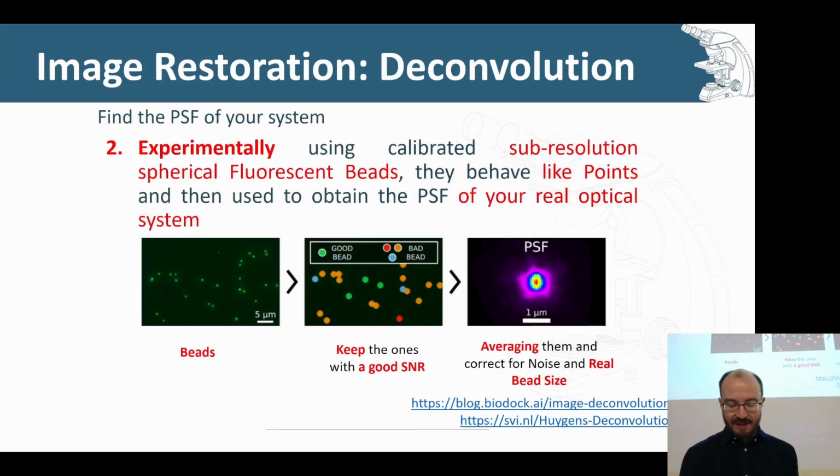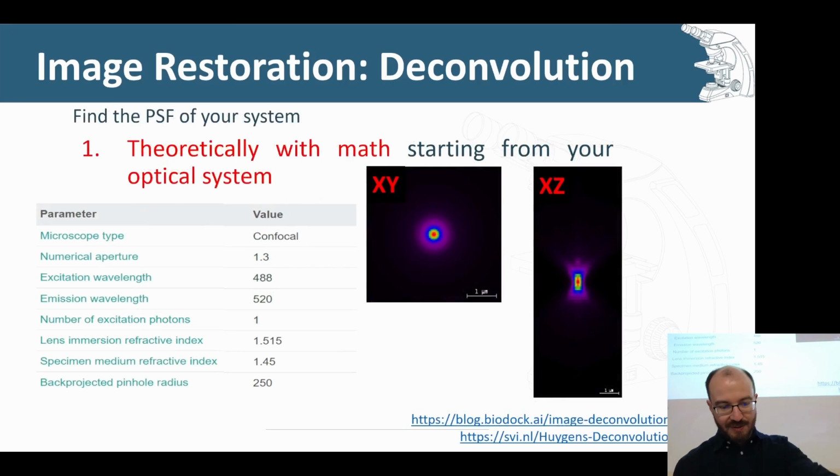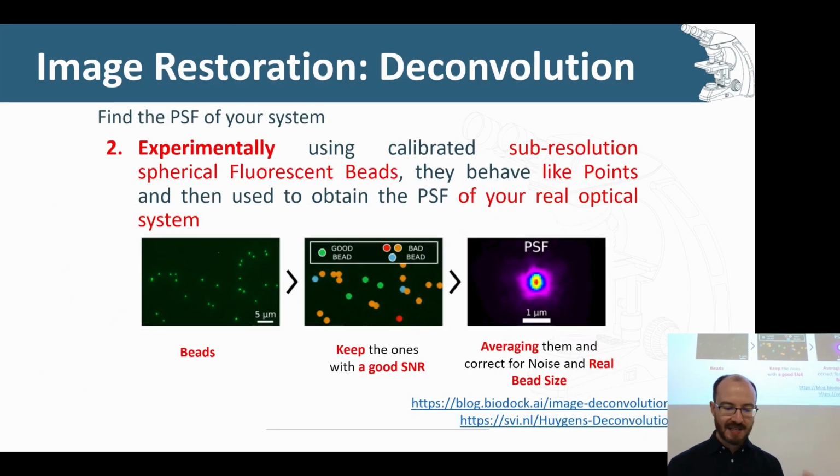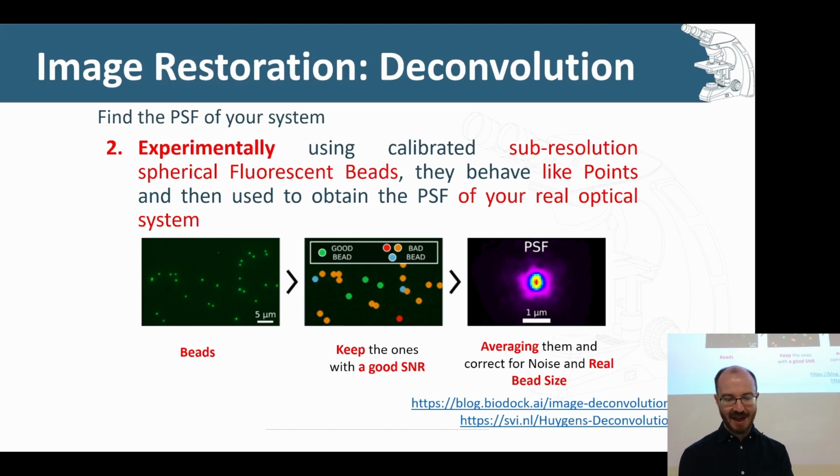So how do we get the point spread function? The one is theoretical, through math. I'll get a little bit more into that just now. The other one is where we actually put these point sources in our microscope and then we image them, like I was saying, sub-resolution spherical fluorescent beads.